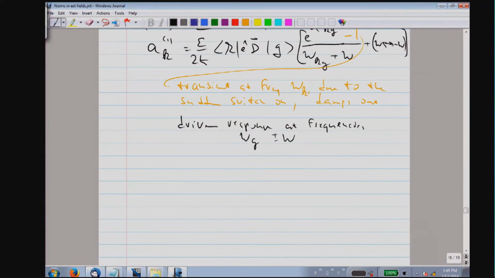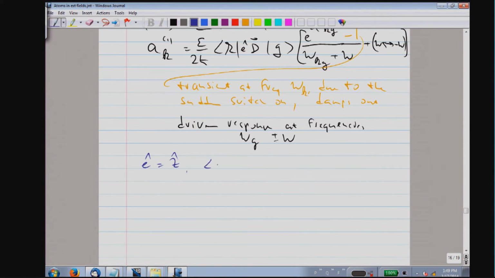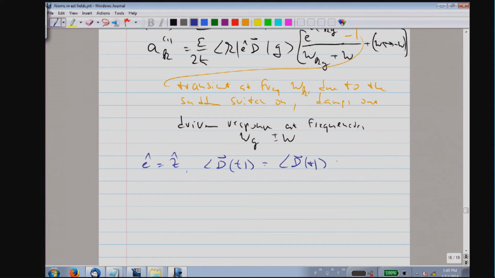Okay, let's now be specific. Let's assume the electric field points in the z direction. For an isotropic medium, the time-dependent dipole moment which we induce is also pointing in the z direction.